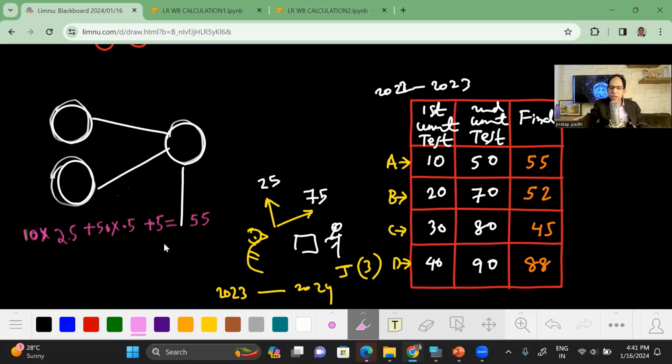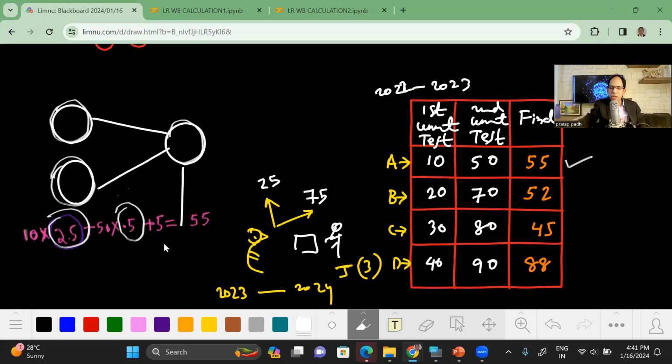Should I feel happy or should I not feel happy? I'm not happy, just because this works only for one row of data. We want our neural network to work for the whole data set.